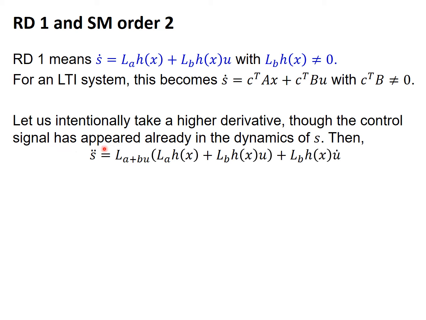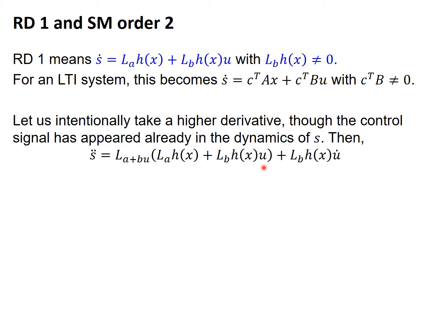Though the control signal has already appeared in S dot dynamics, right? Then what happens? S double dot takes this form. So if you do another derivative, then using the Lie derivative formulation, this expression comes, and here you see one part is there with u, another part is there with u dot.